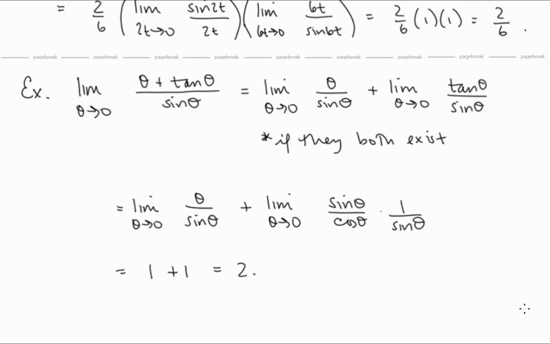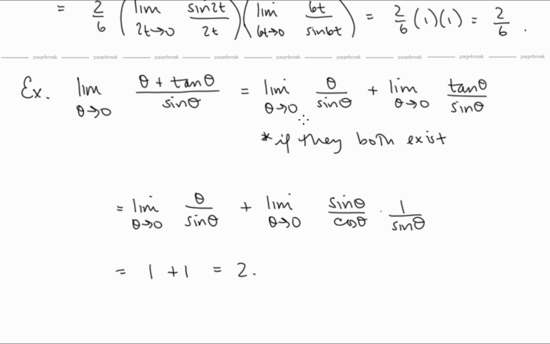Take a look at another. The limit as theta goes to 0 of theta plus tan theta over sine theta. Well, I see a theta over sine theta, so the first thing I'm thinking is maybe I can separate this into two separate fractions. So let's make this theta over sine theta plus tan theta over sine theta, and take the limit of each of those. And remember, we can separate this into two separate limits if they both exist. So this is conditional on both of these computations existing. So let's see if that works.